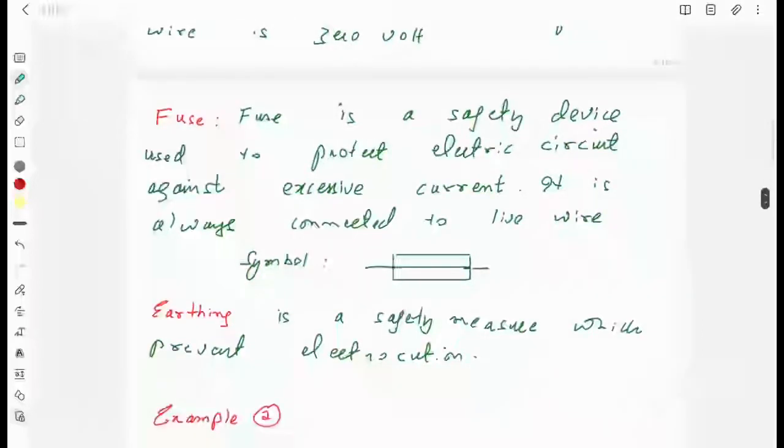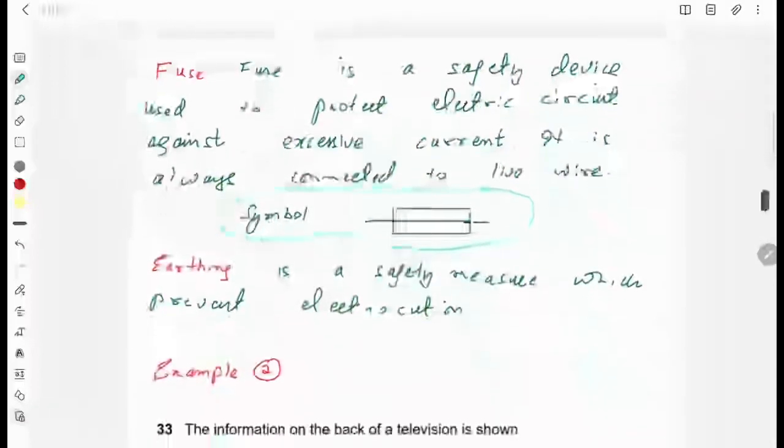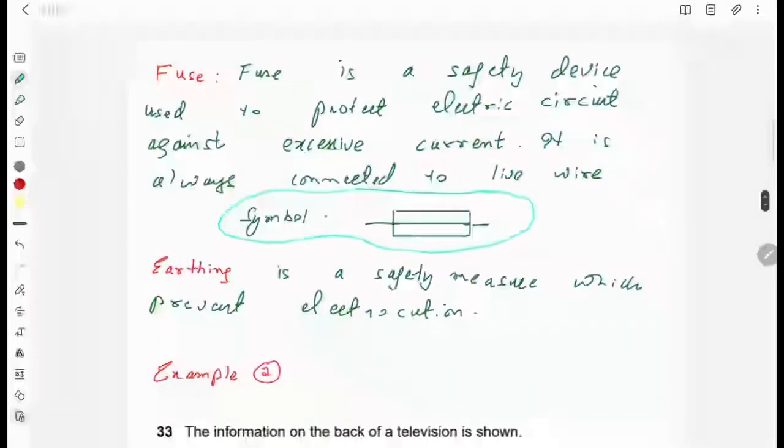Fuse is another safety device. It is used to protect electric circuit against excessive current. It is always connected to live wire, as we have seen before. Symbol of fuse is this. Earthing is this arrangement of earth wire which is a safety measure. So earthing is also a safety measure which prevents electrocution.